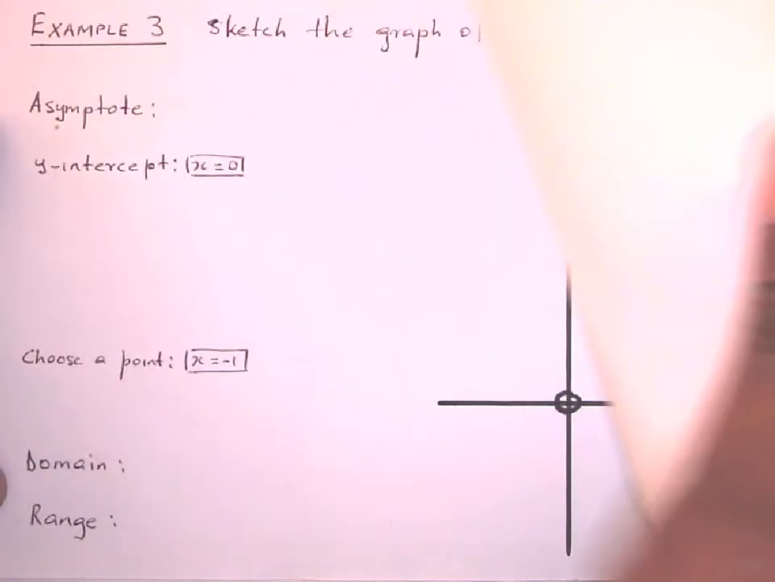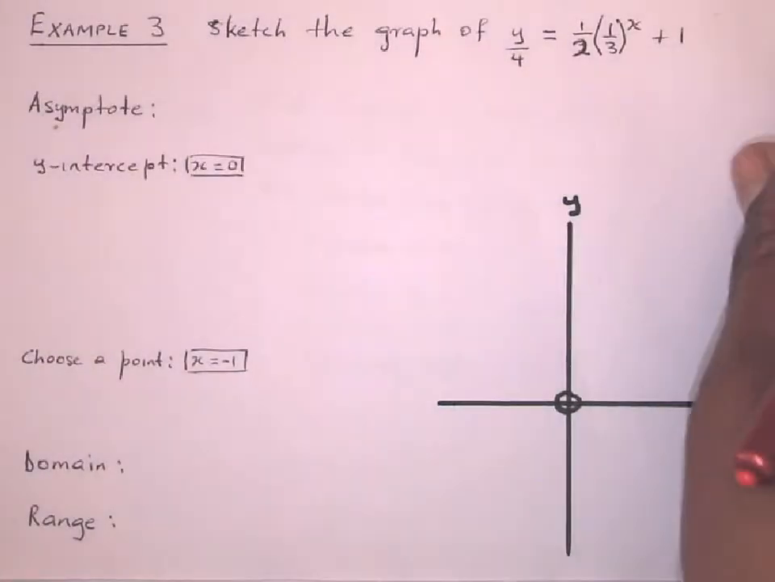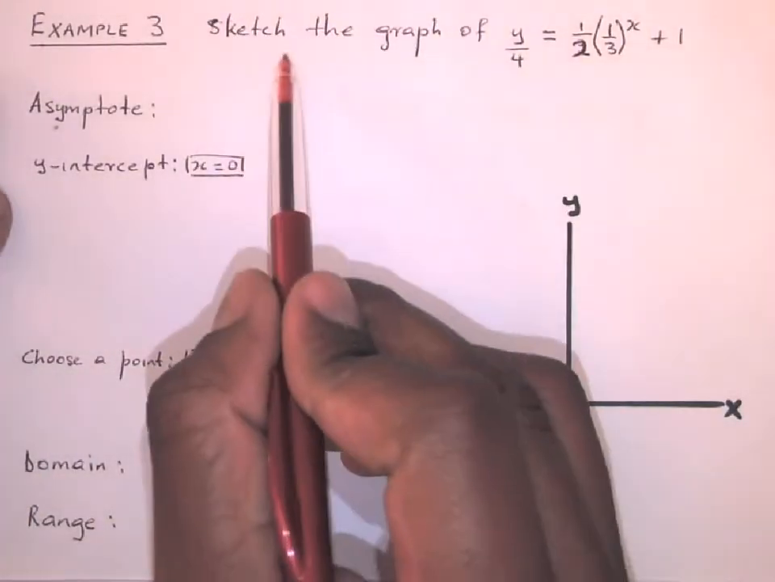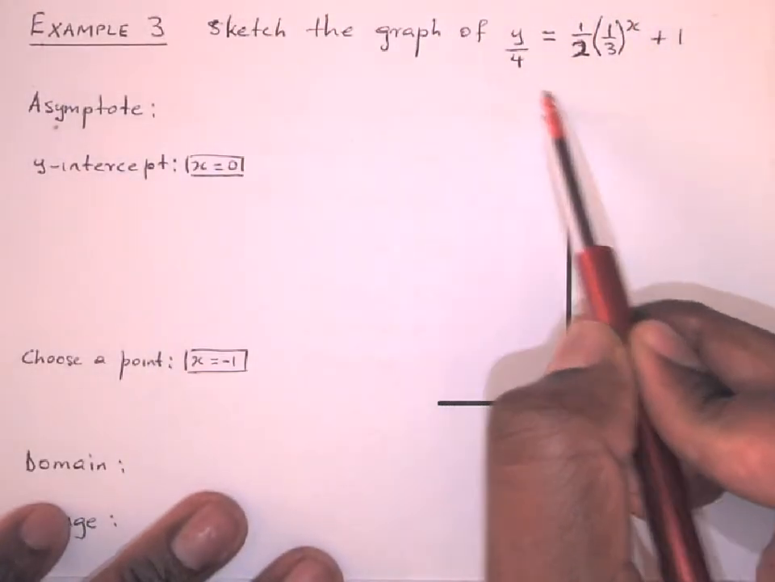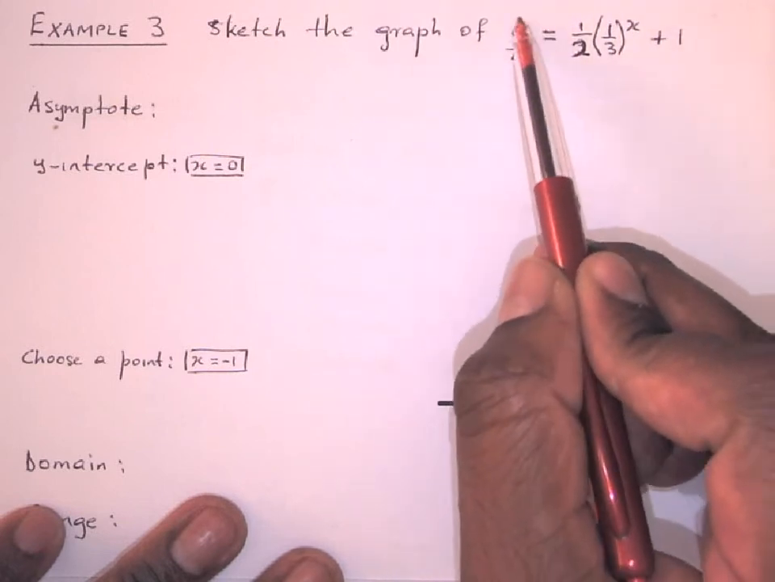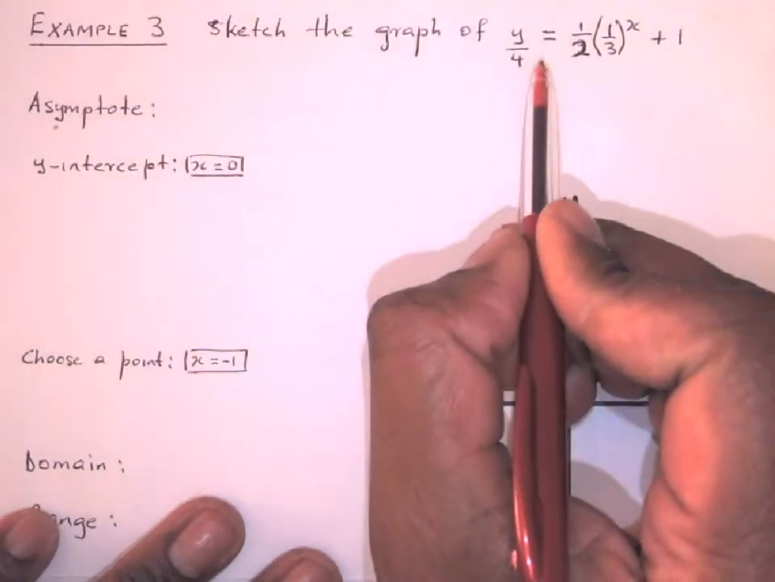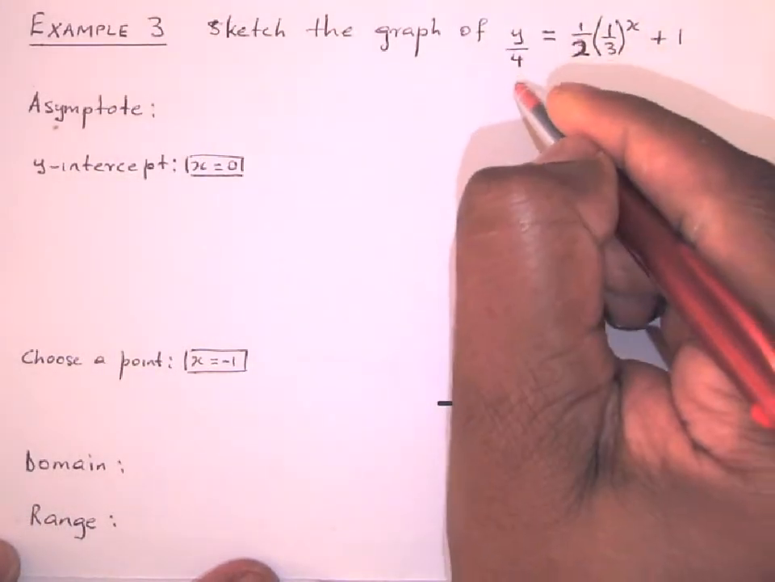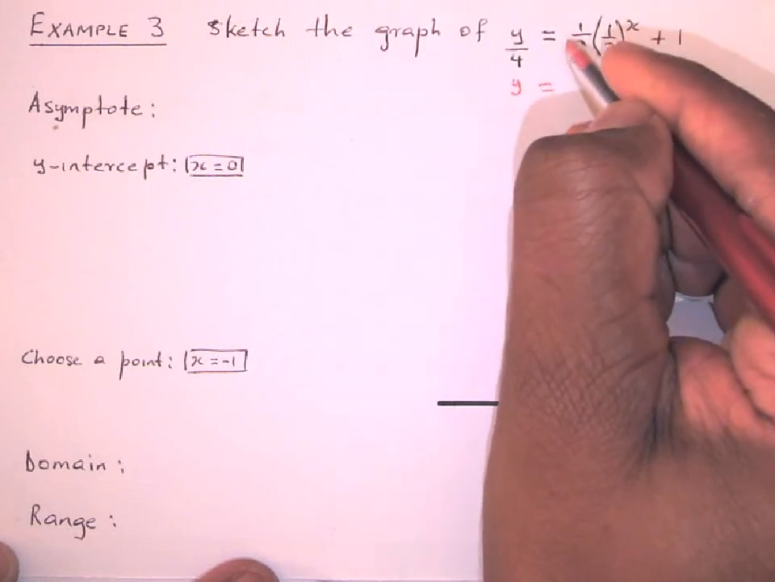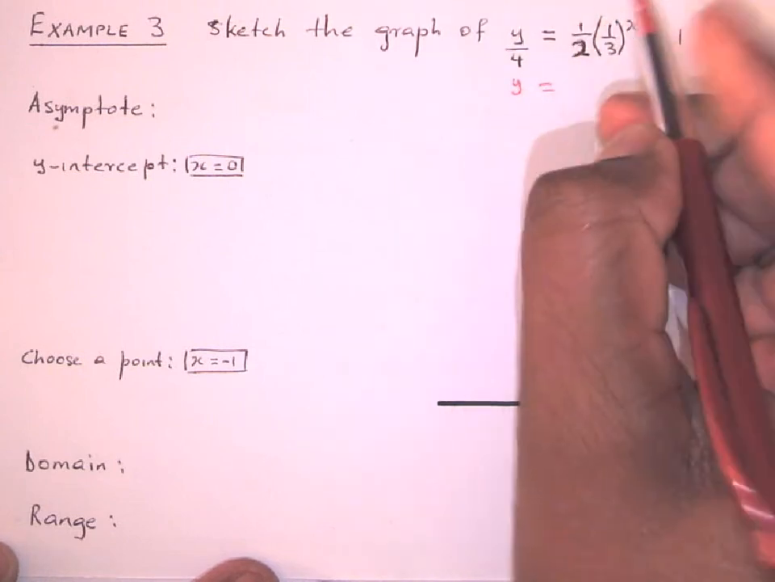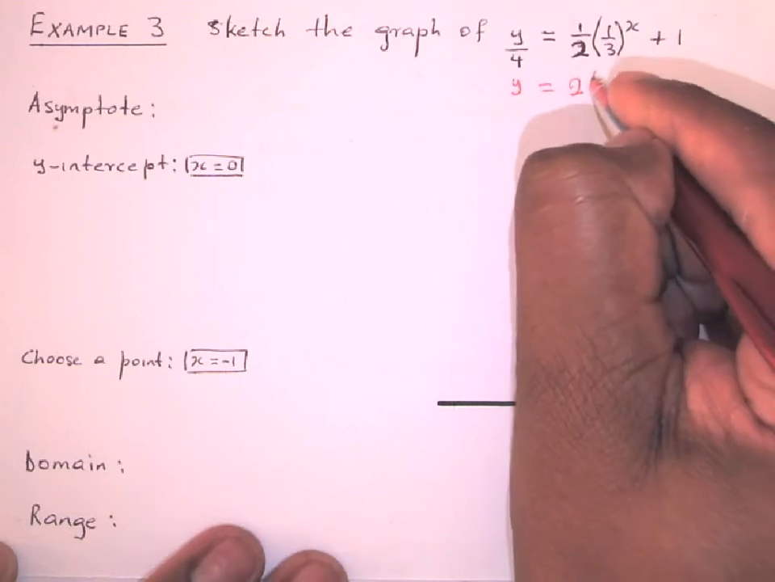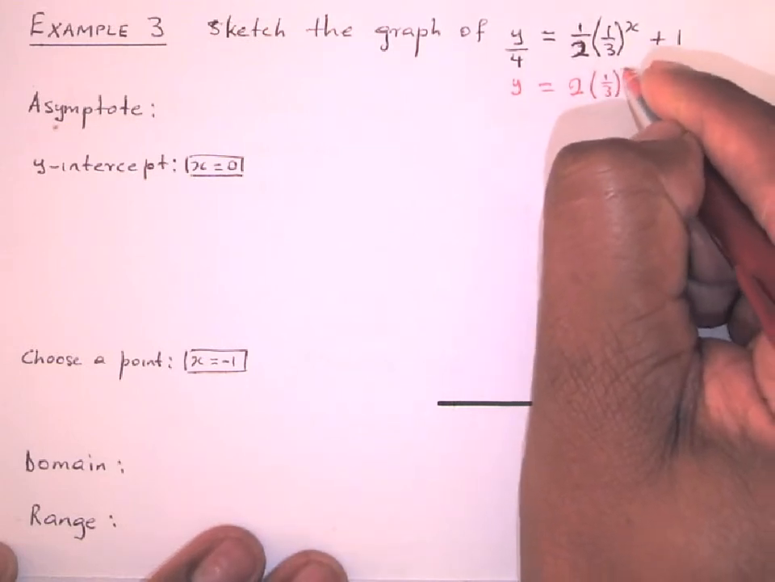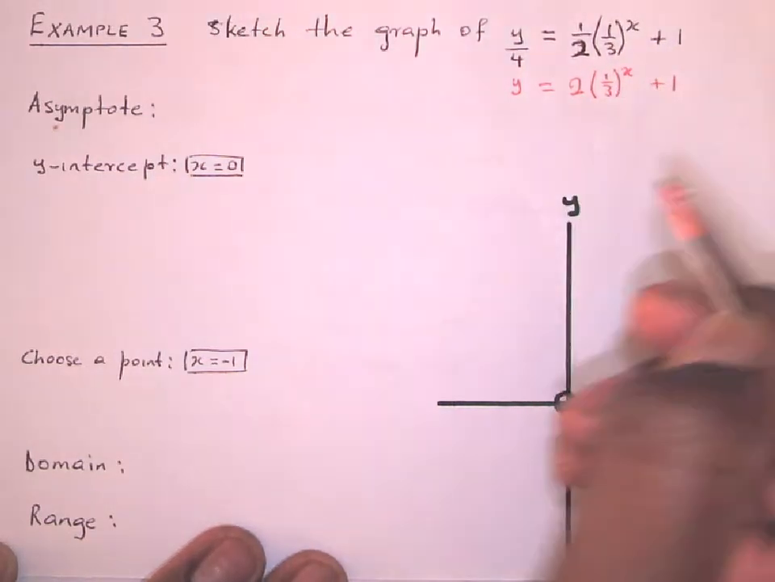Let's look at another one, which could be the last one here. It says sketch this graph here, but this looks funny. So I've got to solve for y here because that's y over 4. We want y. So multiply this by 4, and you get y. Multiplying this by 4 gives us 2 times 1 over 3 to the x, then plus 1. Now it's in standard form.